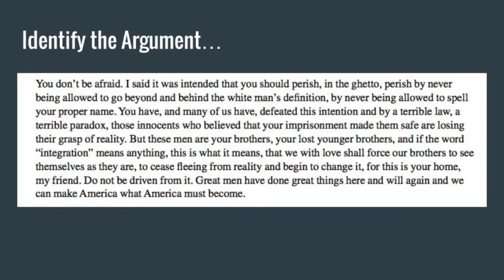So the argument that we came together as a group and decided on was basically that the author is trying to say that together they can change America for the better. And that's what he's trying to argue, and so they need to support this integration plan to try and make America a better place.